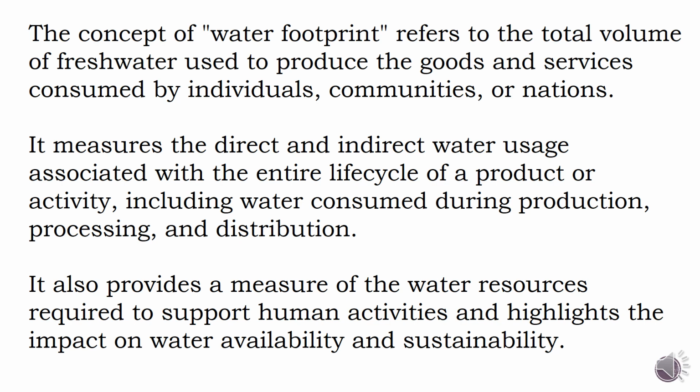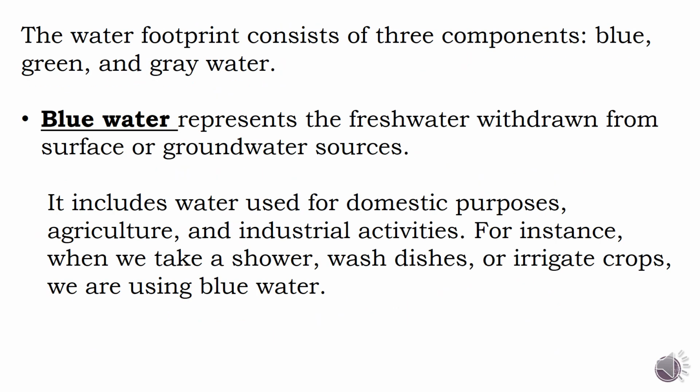It also provides a measure of the water resources required to support human activities and highlights the impact on water availability and sustainability. The water footprint consists of three components: blue, green, and grey water. Blue water represents the fresh water withdrawn from surface or groundwater sources. It includes water used for domestic purposes, agriculture, and industrial activities. For instance, when we take a shower, wash dishes, or irrigate crops, we are using blue water.